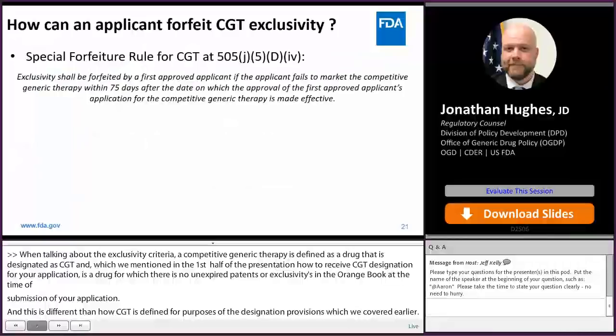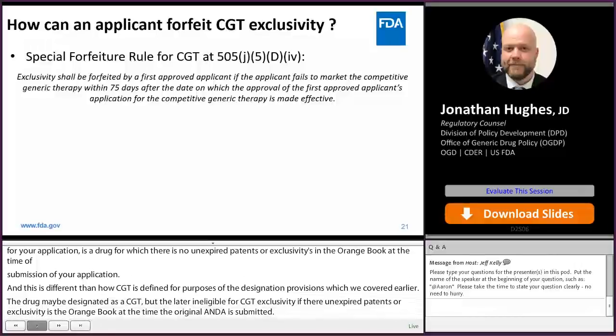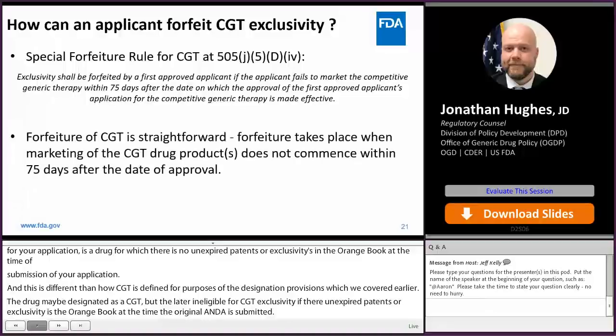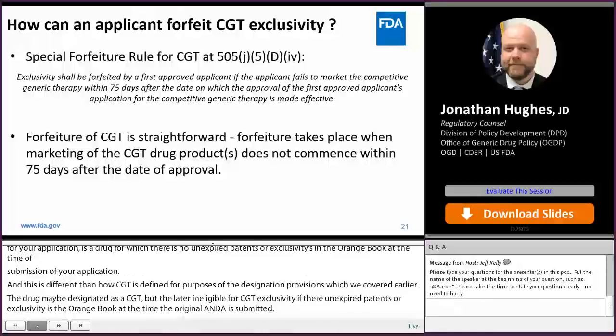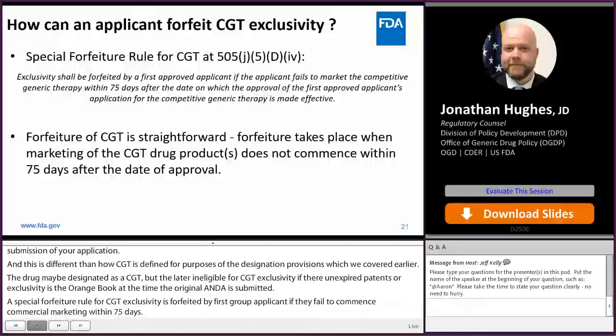The special forfeiture rules for CGT. Exclusivity is forfeited by a first approved applicant if they fail to commence commercial marketing within 75 days. It's the simple forfeiture rule that we mentioned earlier, and it's as simple as you're not commencing your commercial marketing within 75 days of approval.